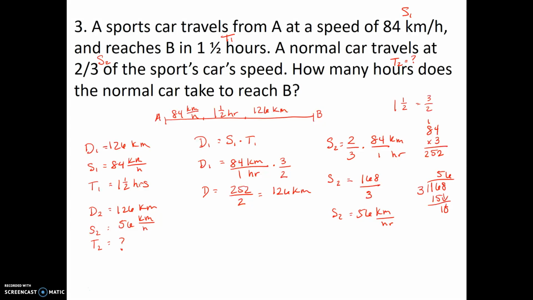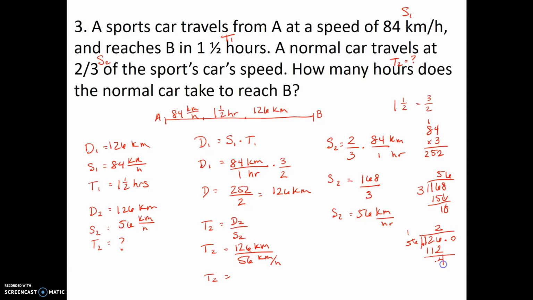So I have run out of room on my slide here, so I'm going to have to do time 2 down here. So that's going to equal distance 2 over speed 2, which is 126 kilometers over 56 kilometers per hour. And let's go ahead and do that math over here. 126 divided by 56. 56 is going to go in there twice. 2 times 6 is 12. 2 times 5 is 10, plus 1 is 11.